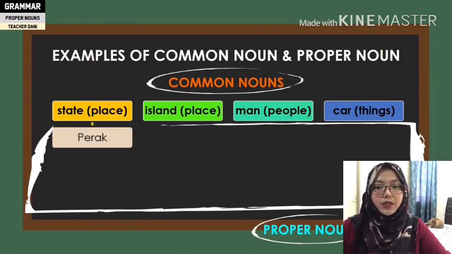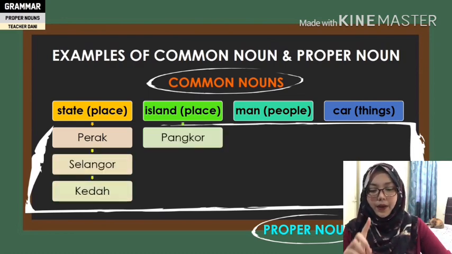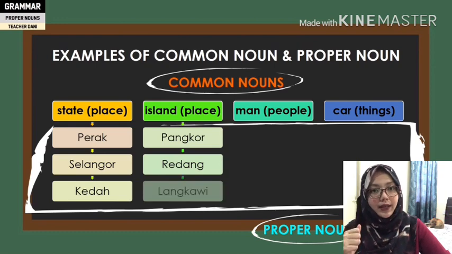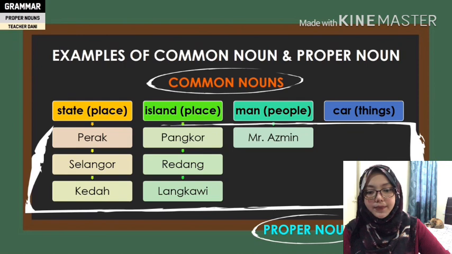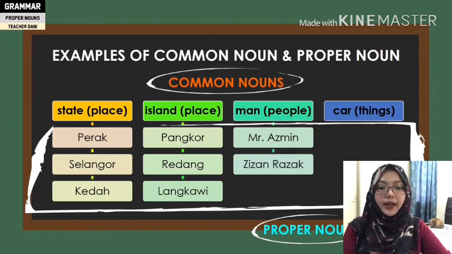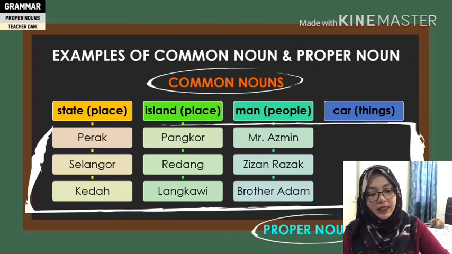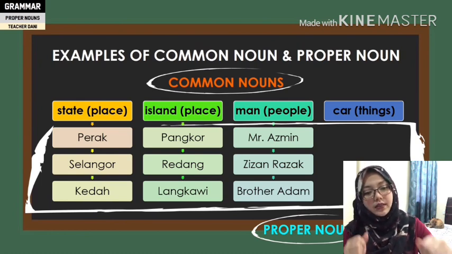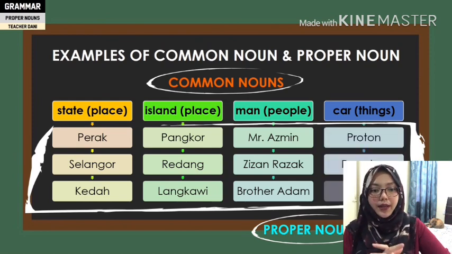So for state, we have Perak, Selangor, and Kedah. For island, we have Pangkor, Redang, and also Langkawi. So next, we look at the example for man: Mr. Azmin, Zizan Razak, and Brother Adam. So all of this must be written in capital letters. And the last example we're going to look at is car: Proton, Perodua, and also Honda.